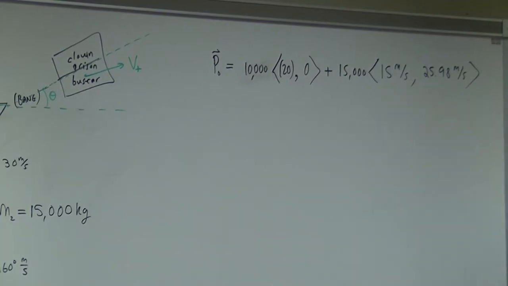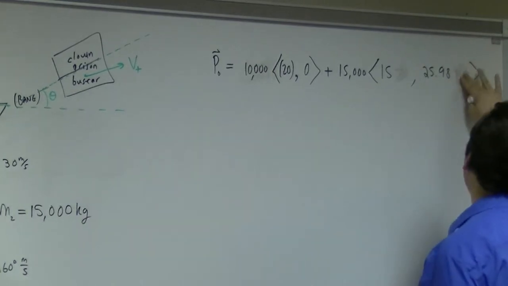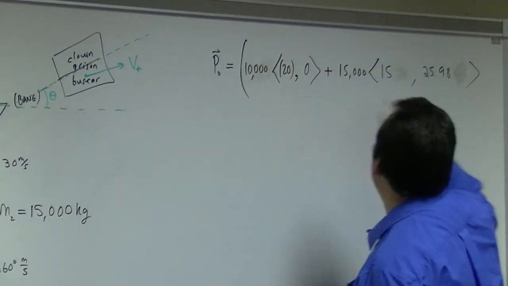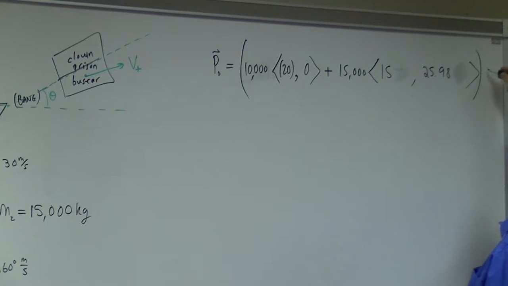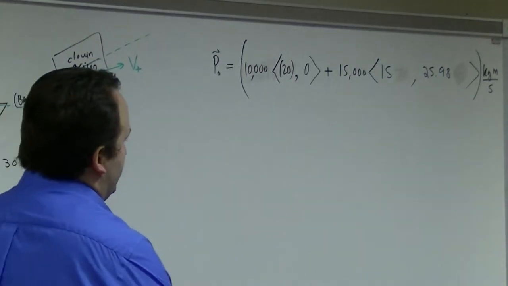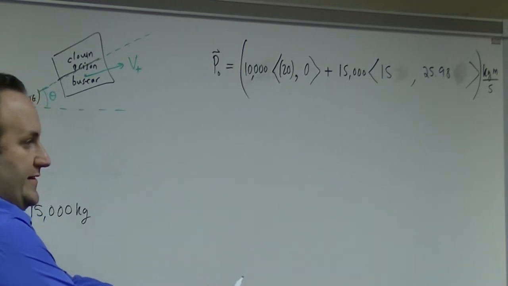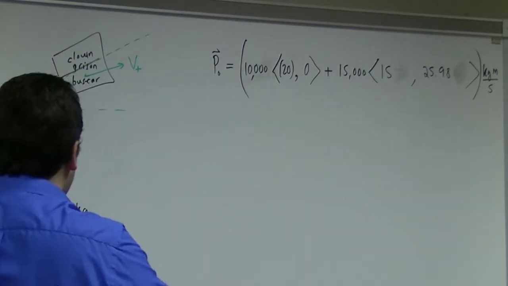Does it make sense that both of these are positive? Let's stop and do a check on our logic. Yeah, the velocity is going in the northeasterly direction, so that's positive x and y. For some reason I'm not putting meters per second here. Sorry about that. Let me be consistent in my inconsistency of not putting units until the very end, which would be kilograms, meters per second. There they are. Is there any other momentum before the collision? No, that's it.